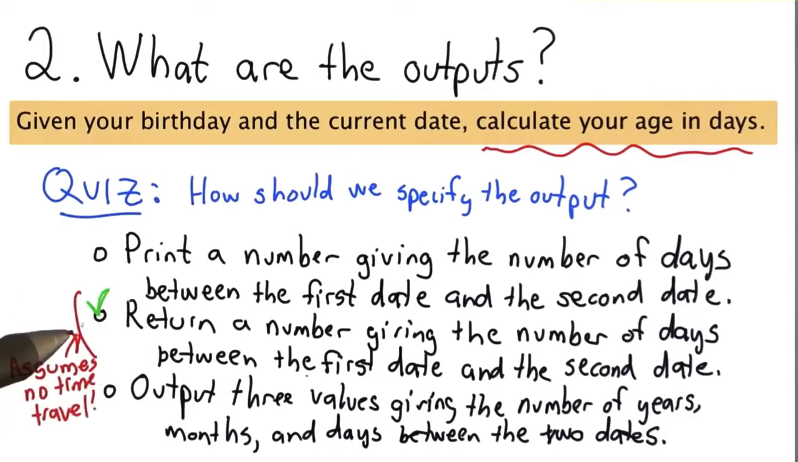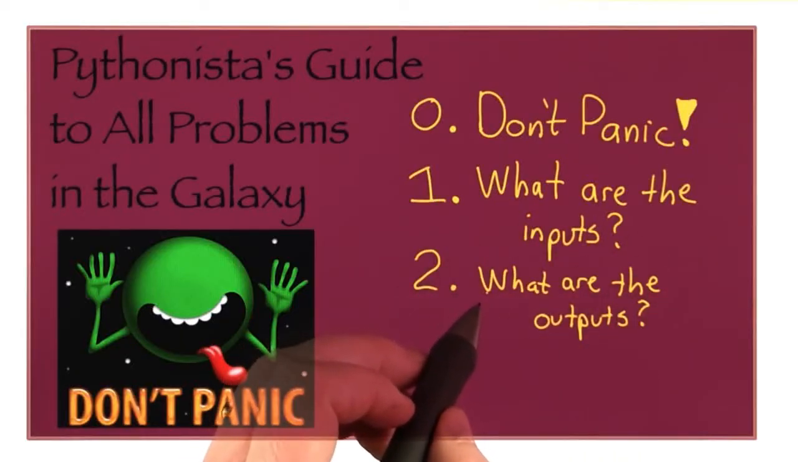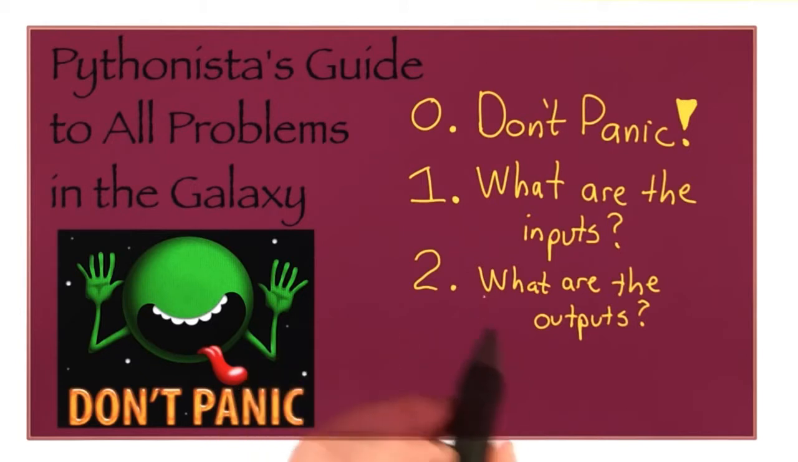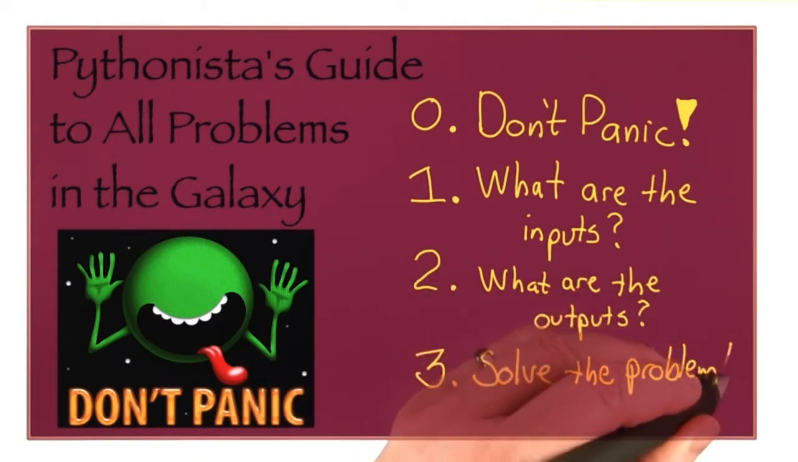Note that this answer depends on the assumption we have about no time travel. We haven't described what the output should be if the first date is after the second date, and we don't need to because we're going to assume that could never happen, that the first date must always be the same or before the second date. So now we have the second step in our universal guide to solving all problems, which is understanding what the outputs are.